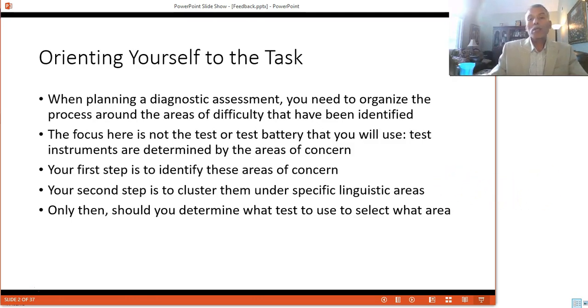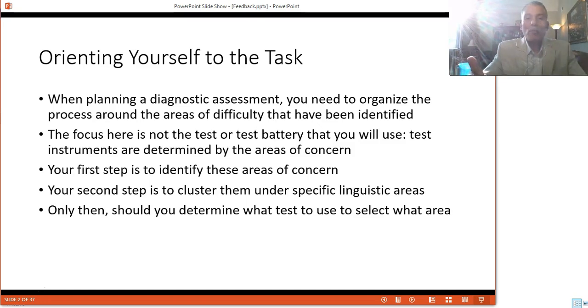So first, when planning an evaluation, you need to organize your thought. The whole process should be organized, not around the test that you are going to administer. That is not the idea. It is not like you have a hammer and then you are looking for nails simply because you have a hammer. You need to look at the areas of concern.